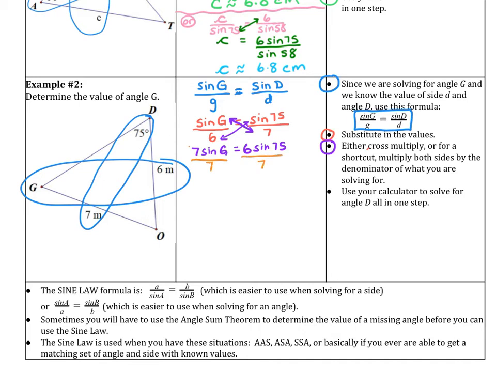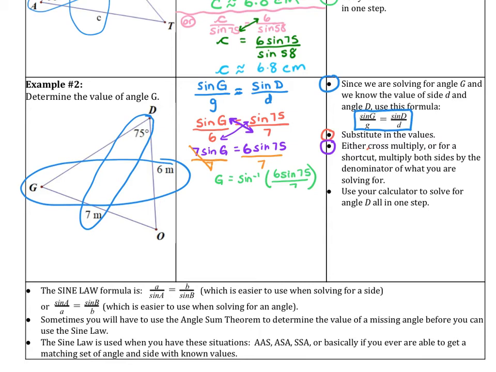So those cancel out, and that leaves you with sine G. So sine G is equal to 6 sine 75 over 7. Now, again, we're trying to find an angle, and just like with SOHCAHTOA, when you're trying to find an angle, you want to use the inverse. So to find G, it's going to be sine inverse of 6 times sine 75 over 7.